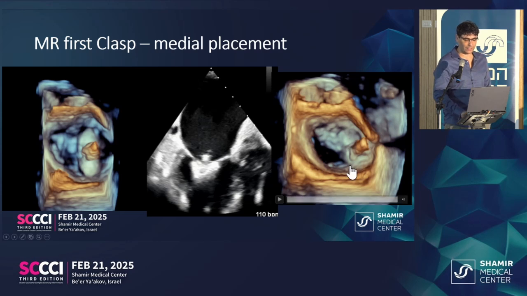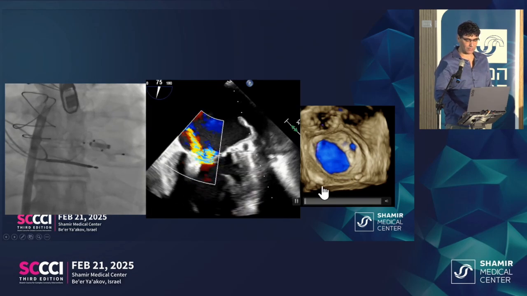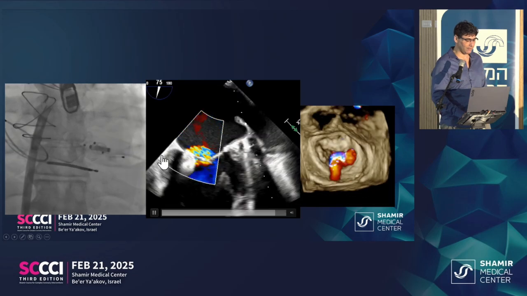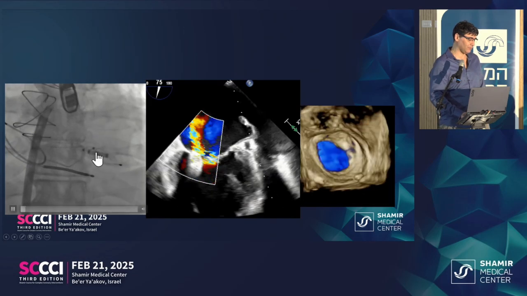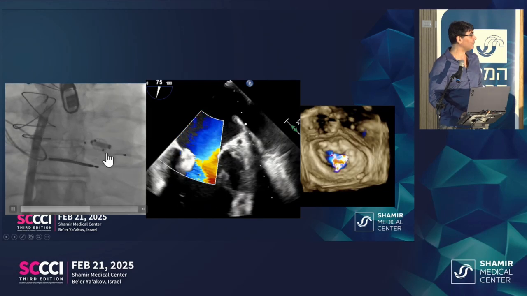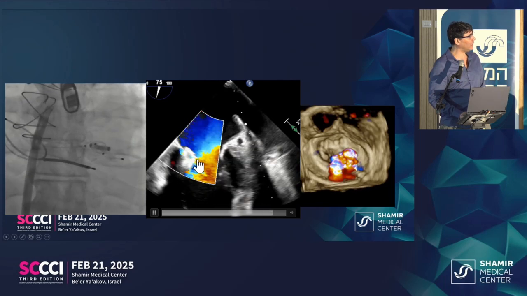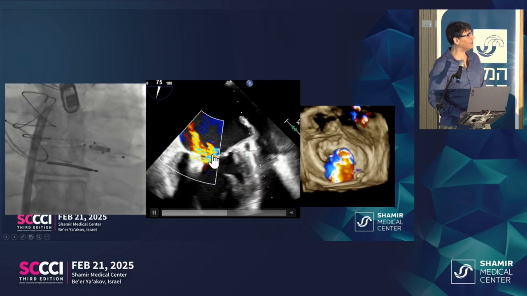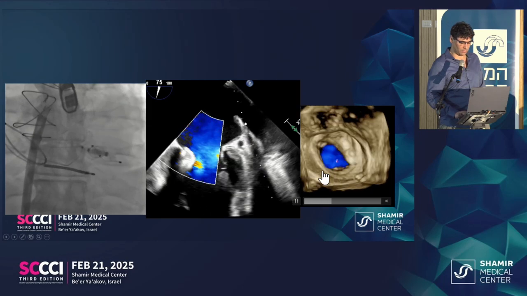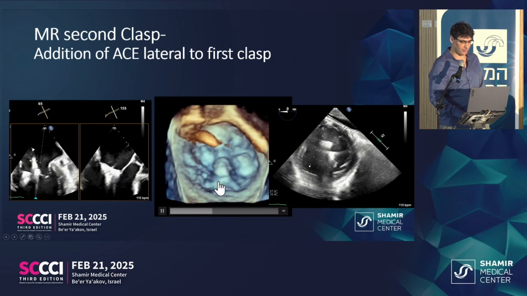Eventually we went quite medial, almost to the commissure, maybe too much in my opinion, but I want to show you what happened after placing one clasp. Here you see the clasp. You can see the width of it. You will see the next clasp will not be as wide. You see that it stands well, but there is a residual leak lateral to it, so we came with another clasp, this time placing it a bit more centrally.